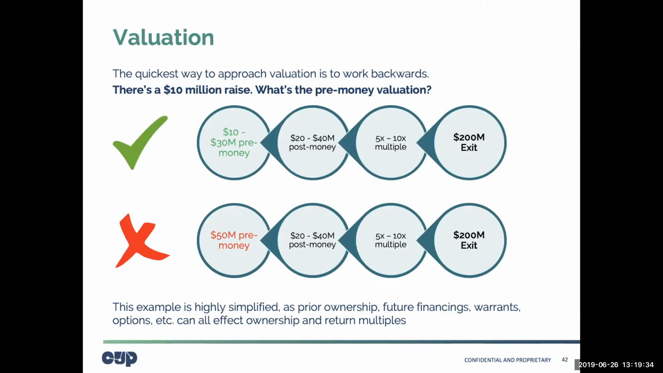And so the first line is the initial pre-money, which is the valuation that you set. The post-money is the pre-money plus the money that's going in. And so if it's a $10 to $30 million pre-money and you invest $10 million, it's a $20 to $40 million post-money. And that's the valuation with the money that you invested at the end of your investment.